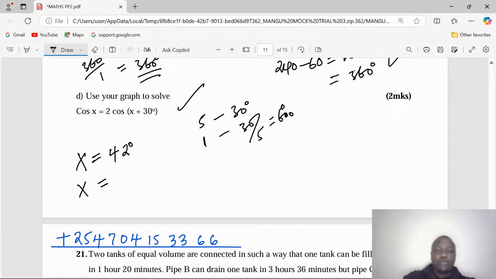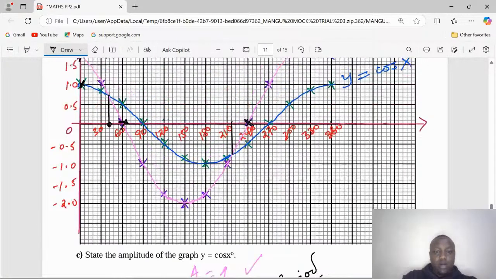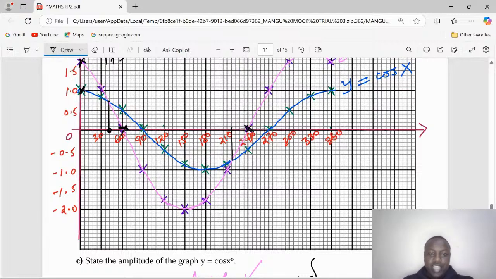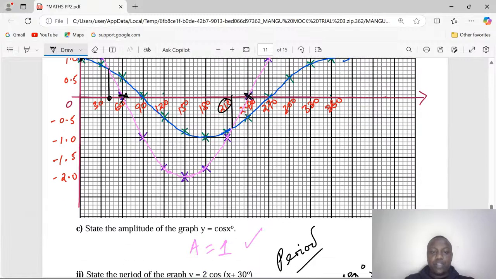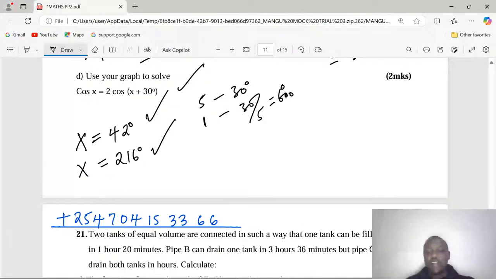Also, x is going to be, after 210, we are adding only one small square. So it will be 216, because one small square is 6 degrees. That is it, 216.